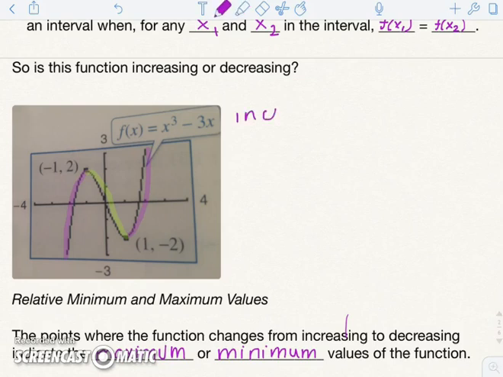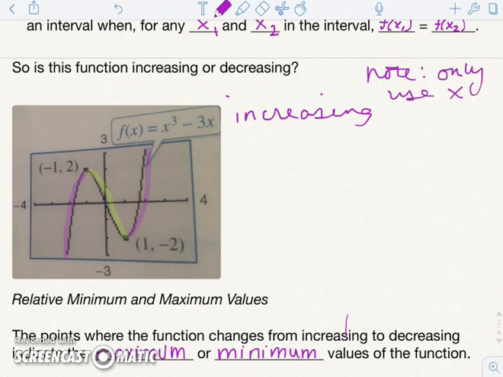I'd write increasing, and I'm going to write the intervals where it's increasing. And I only write the x values. So I don't care about the y's, I don't care how high it's going, I don't care the height of the hill as I'm on the roller coaster. All I care about are the x values, okay? So note here, because this seems to be a common issue, only use x values. This is an example of something you want to put in your notes even though it's not already in the type part, okay?